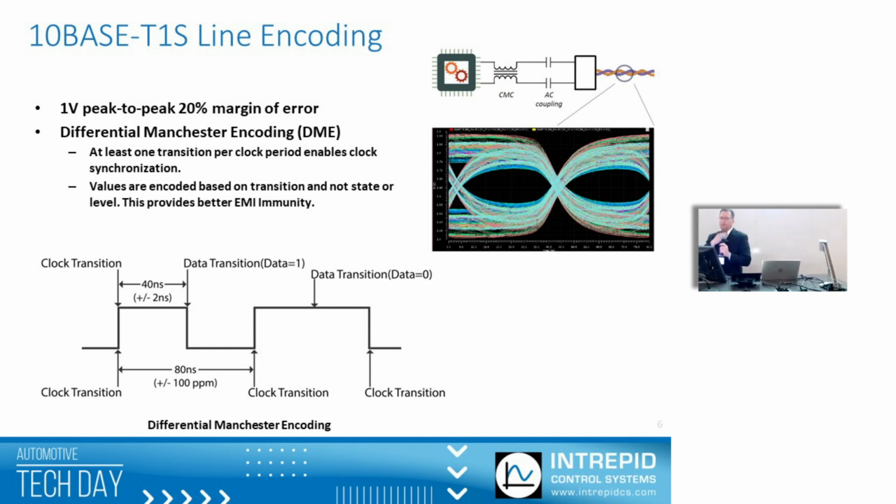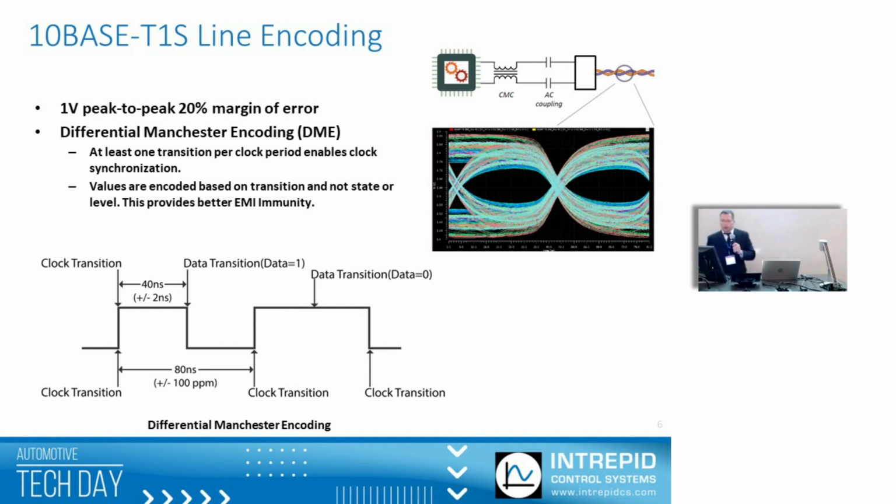So the line encoding on 10BASE-T1S is also very different than anything that we've seen in Ethernet so far. It's 1 volt peak to peak, with a 20% margin of error, which is a very big margin of error. But the reason we can have such a large margin of error is because the data is actually encoded with DME, differential Manchester encoding. Differential Manchester encoding is a very simple encoding method that's been around forever, used in a lot of different communication systems. It has the characteristic that the data is not encoded based on voltage level, but rather based on transition. You have a clock transition every 80 nanoseconds. If there is a transition in between the clock transitions, that means the data is a bit 1, logical 1. If there's no transition, that means it's 0. So that's how we transmit 1s and 0s on DME.